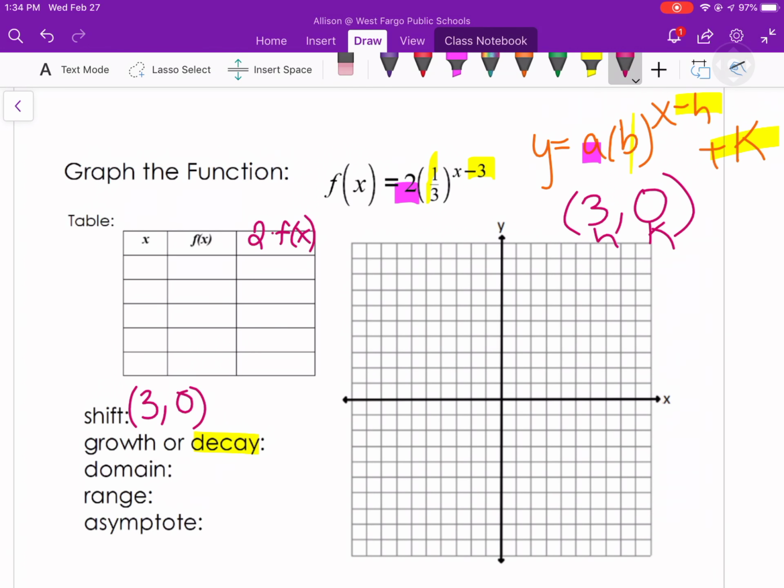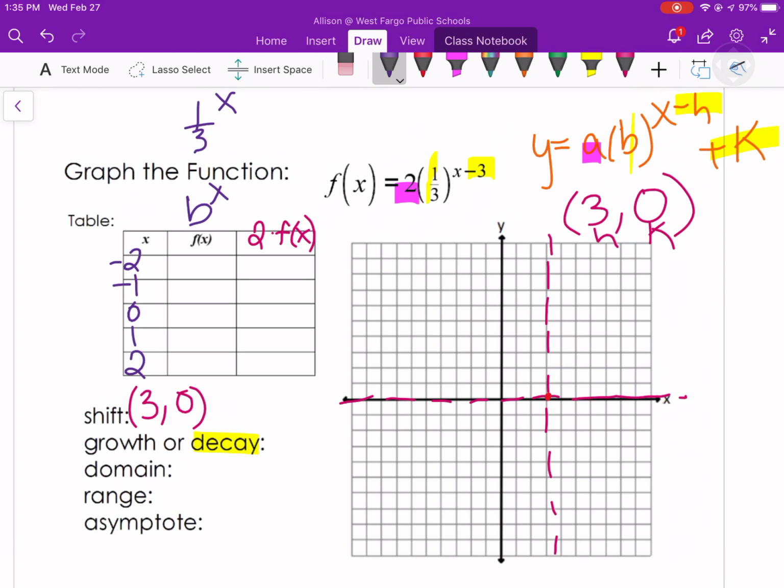So that means I'm going to shift this entire graph to the right 3 and up 0. And I'm going to treat that 3, 0 point, this point right here, as my new origin. So this is going to be my new origin, 0, 0 there. Okay, so I have my shift and I have that it's decay. Now I'm going to pick the points -2, -1, 0, 1, 2 again. But this time my b to the x is 1/3 to the x, so I need to use 1/3 to the x power when I plug in these x values.